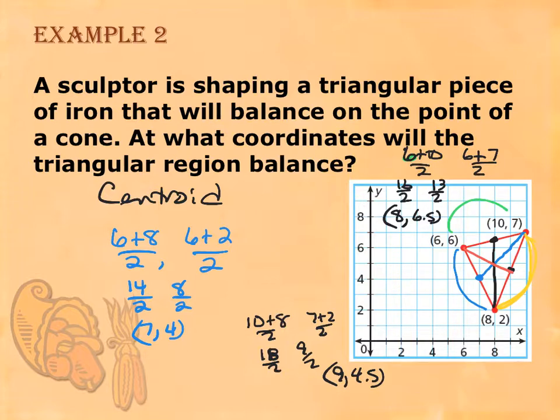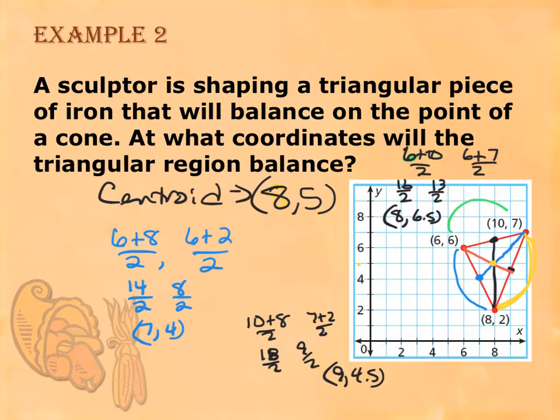Okay, so now I have my 3 medians drawn in there. So now to find the point of concurrency, which is the centroid, I'm going to figure out what this ordered pair is right smack in the center. And this ordered pair is going to be 8, 5. And that would be the point that the region would balance.